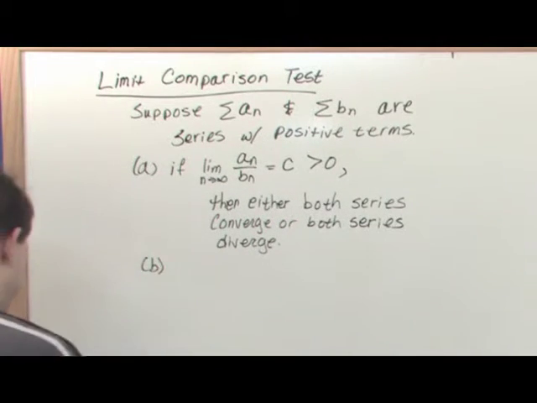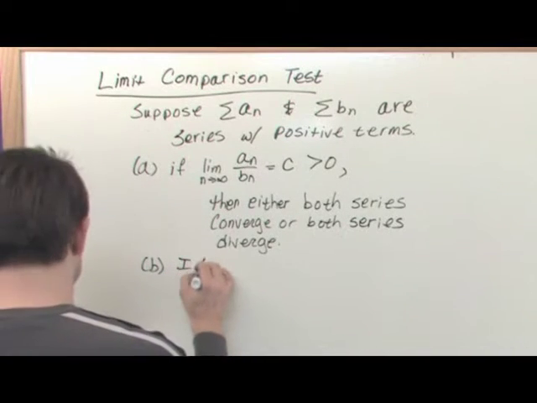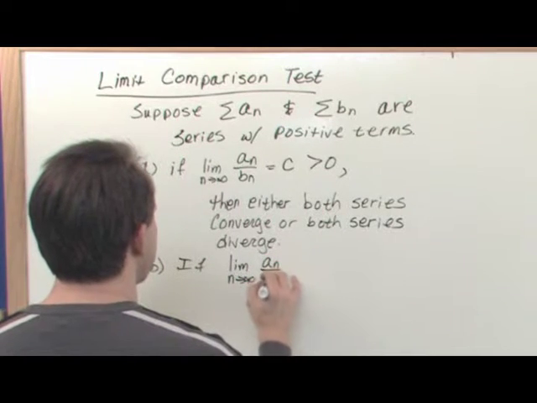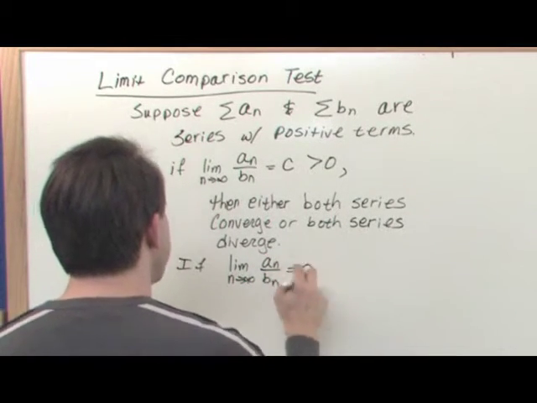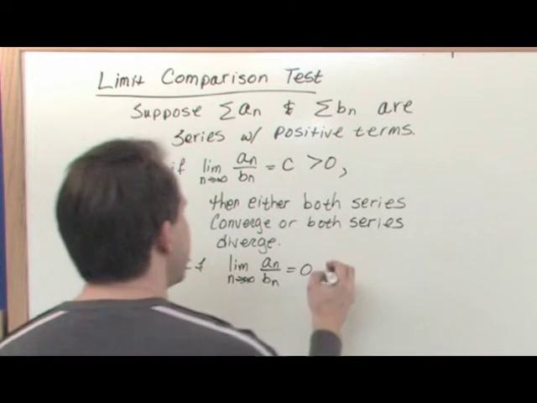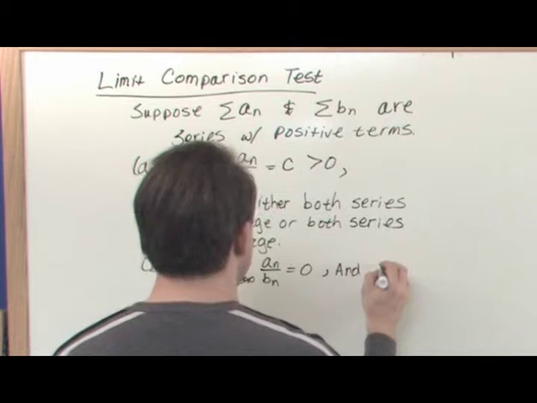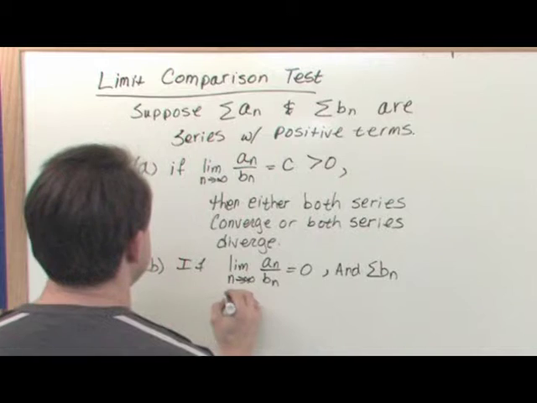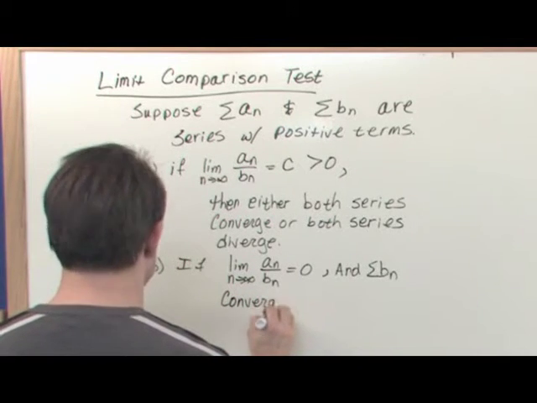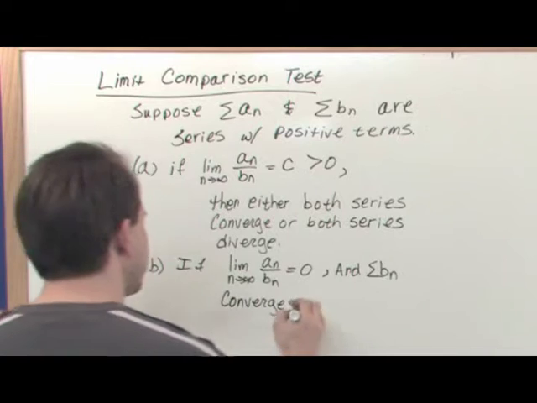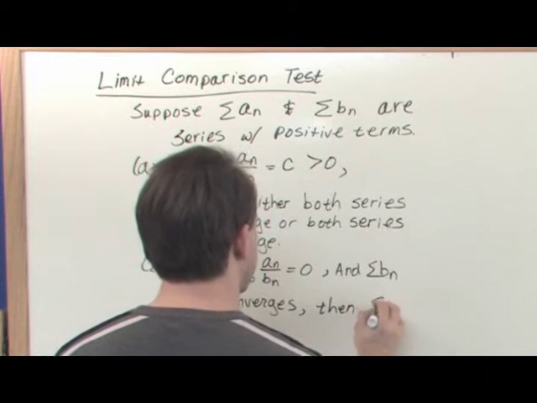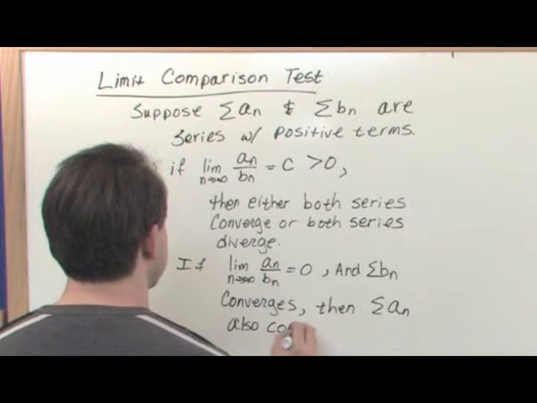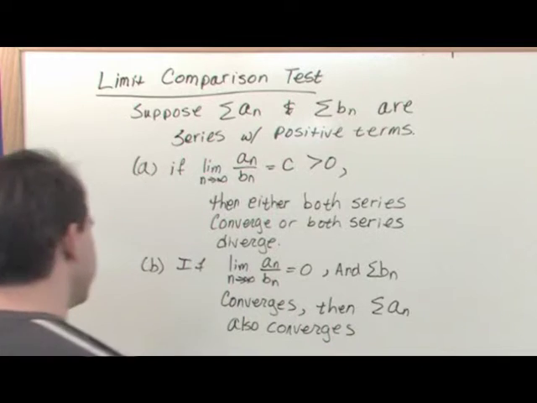Now over to part B. If the limit as n approaches infinity of a sub n over b sub n, the elements, is equal to exactly 0, and the sum of b sub n converges, then the sum of a sub n also converges. So it's another if statement.